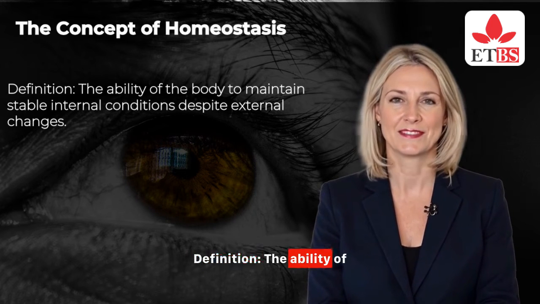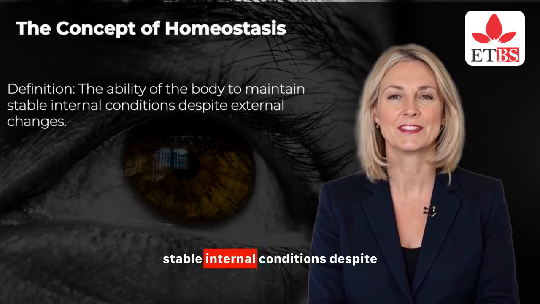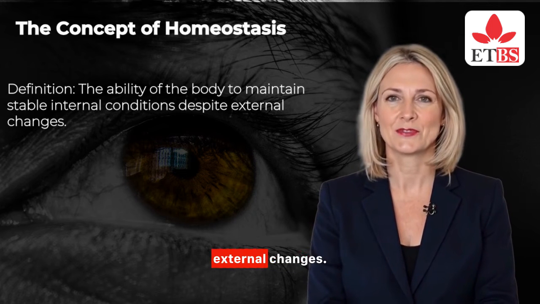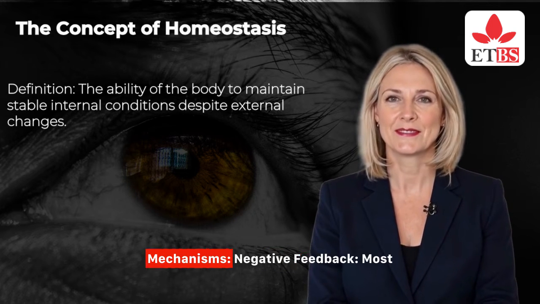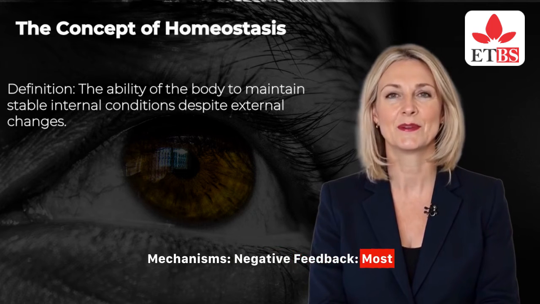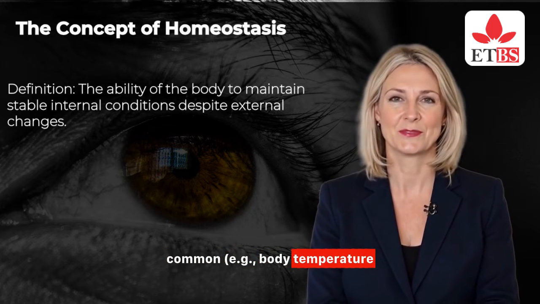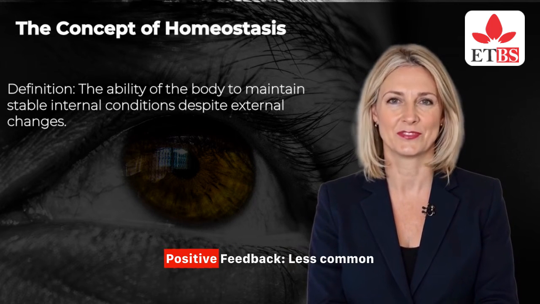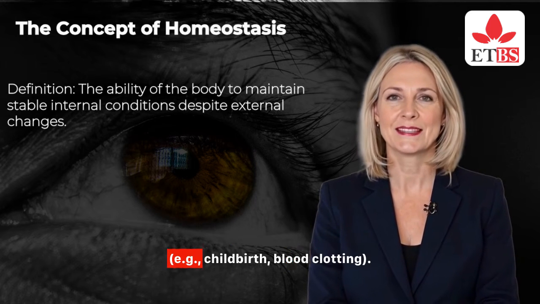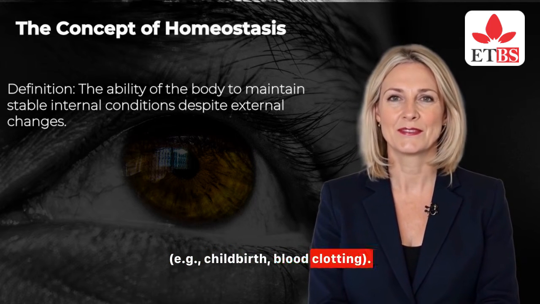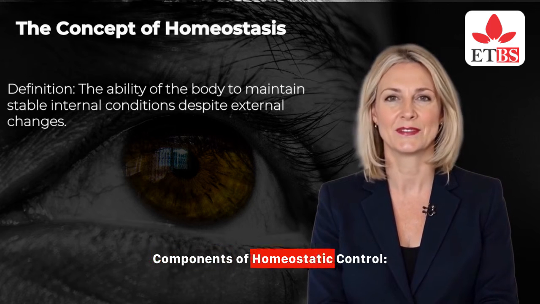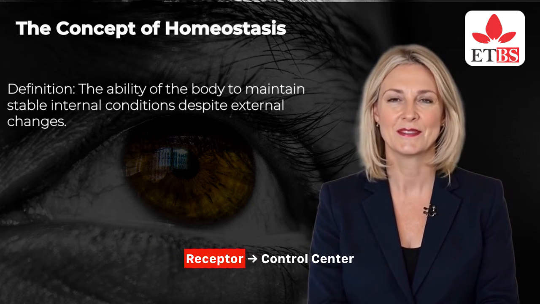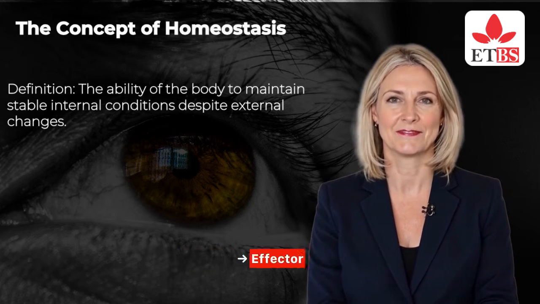6. The concept of homeostasis. Definition: the ability of the body to maintain stable internal conditions despite external changes. Mechanisms: negative feedback, most common, e.g. body temperature regulation. Positive feedback, less common, e.g. childbirth, blood clotting. Components of homeostatic control: receptor, control center, effector.